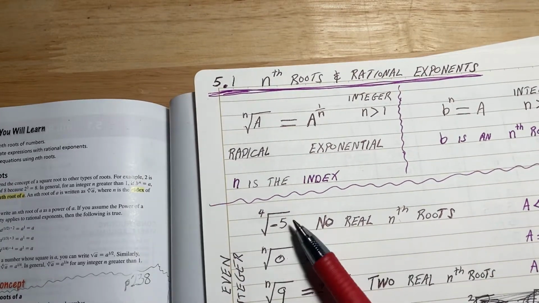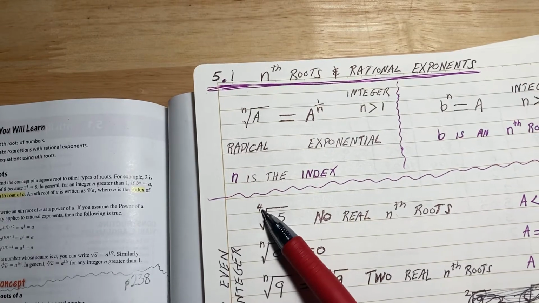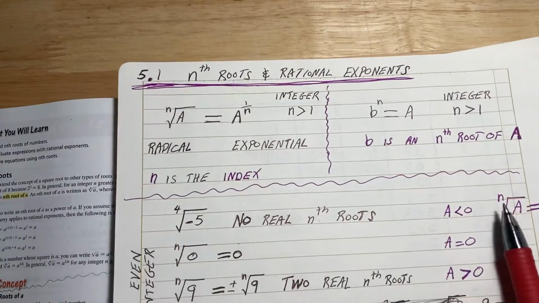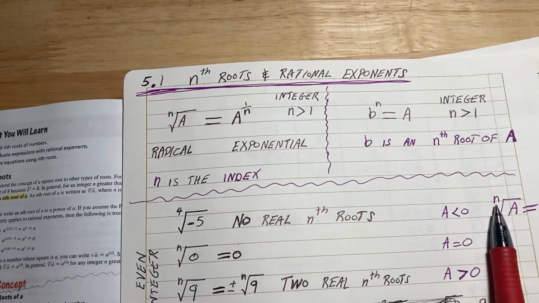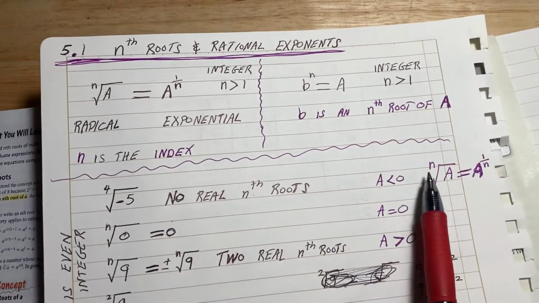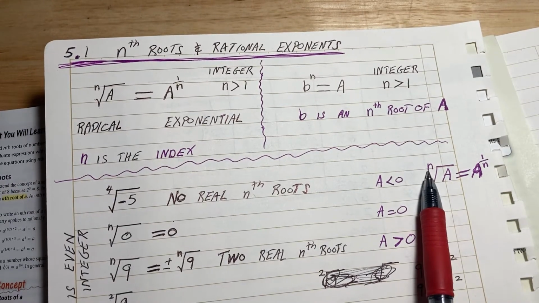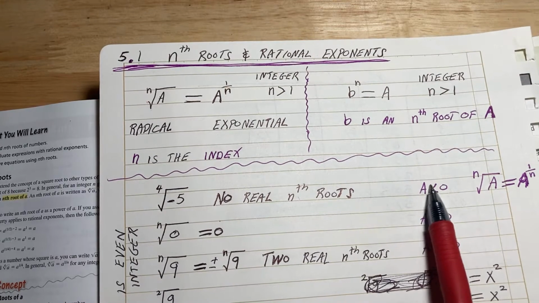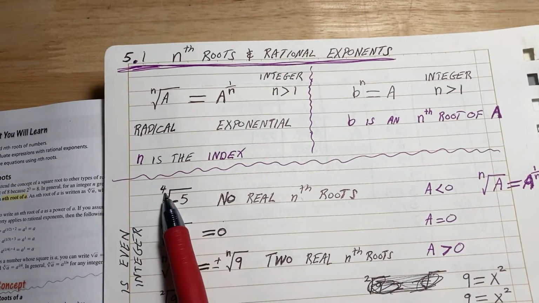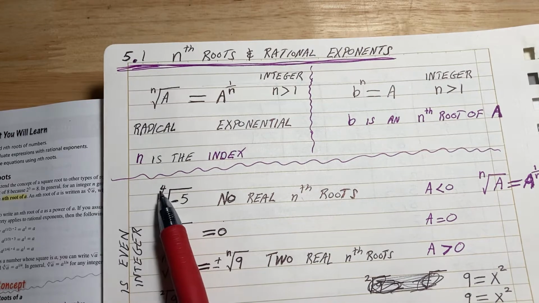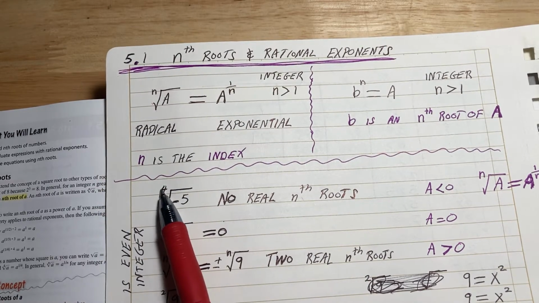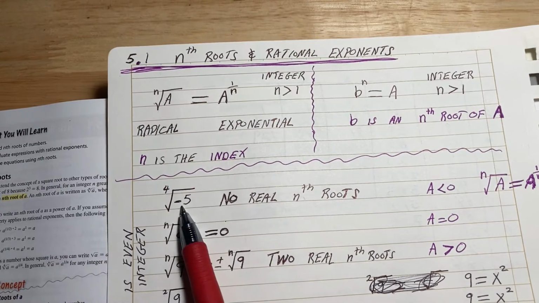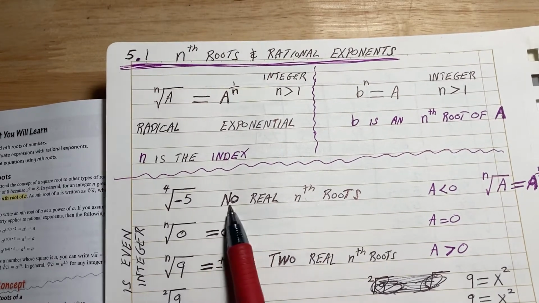So when you have a radical like this, when n is going to be an even integer, and a is negative, when a is less than 0, it could be a 2, a 4, 6, 8, 10, 12, 14, 16, 18. As long as that's an even integer, there will be no real nth roots. You're going to get an imaginary number, but you're not going to get any real roots.